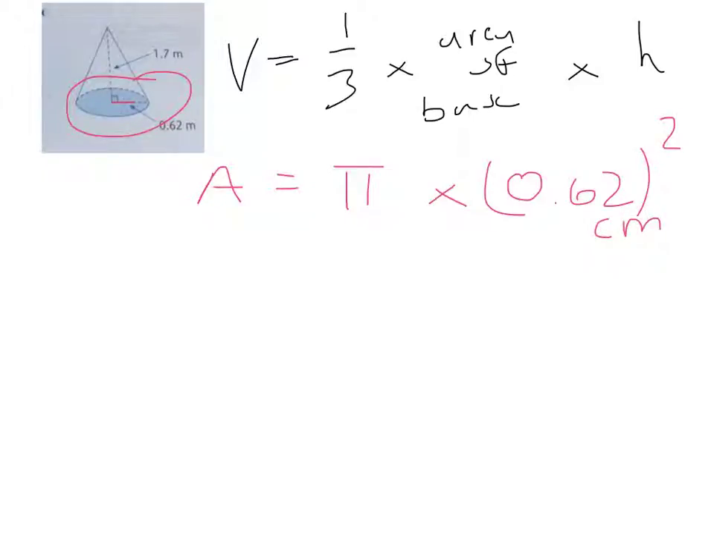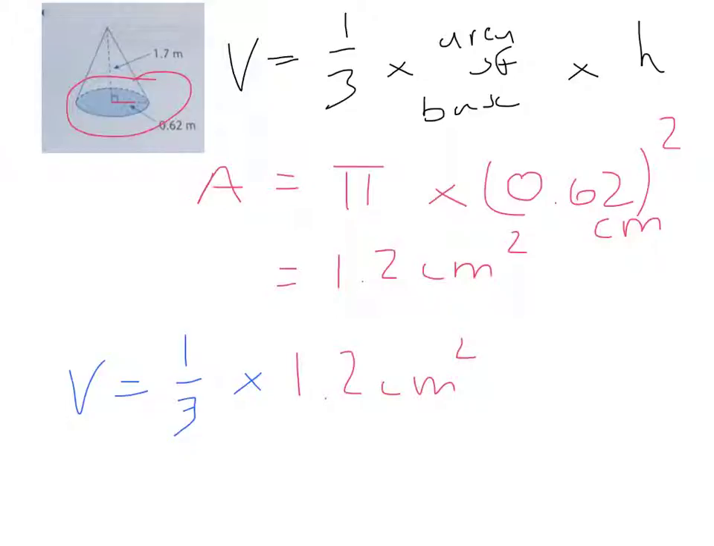So if I put that in the calculator, I'll get pi times 0.62 centimeters squared, and that's going to be 1.2 centimeters squared. Right, so 1.2 centimeters squared, but we're not done yet. Remember, to get the volume, we have to do 1 over 3, so 1/3, times the actual area, which was 1.2 centimeters squared, but also times the height.